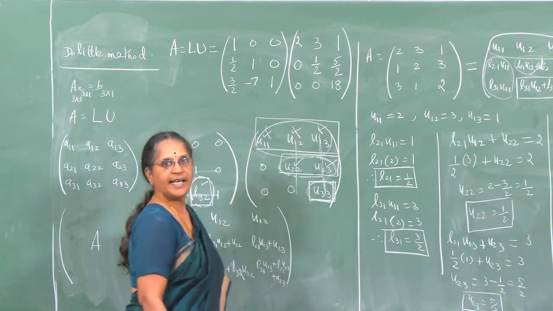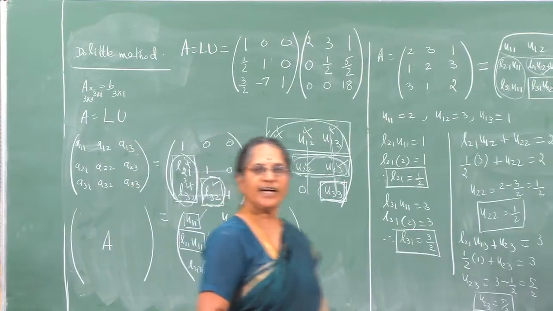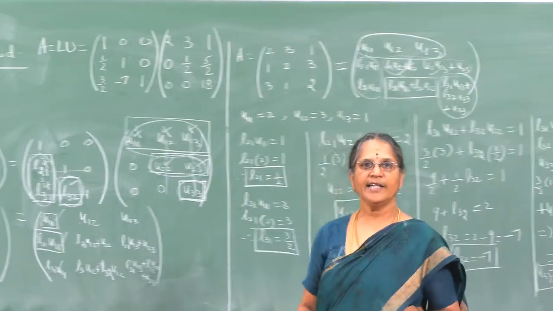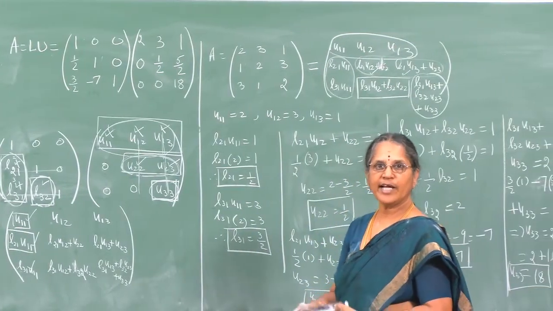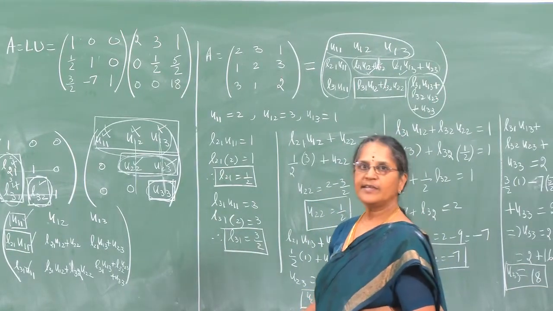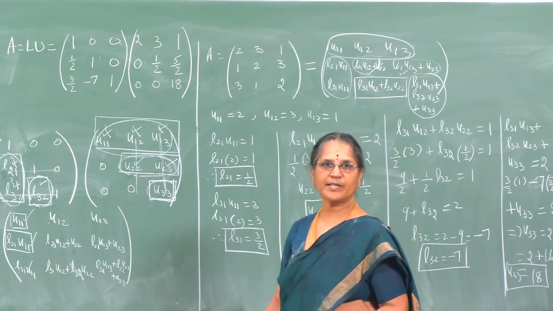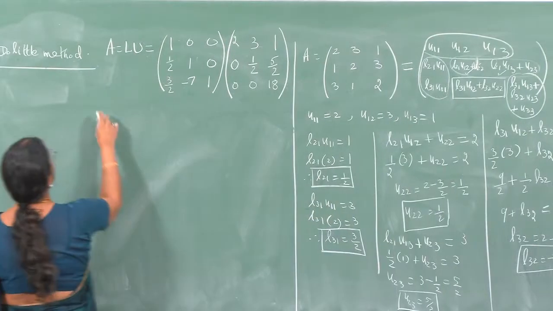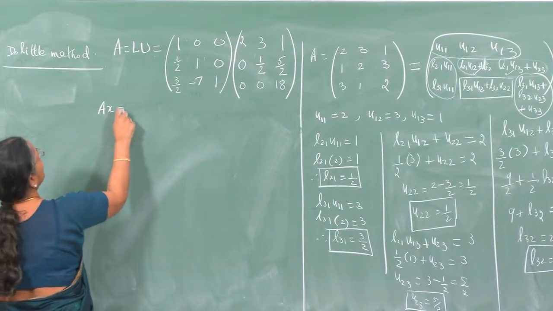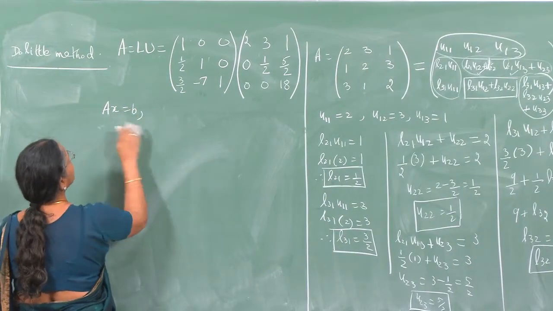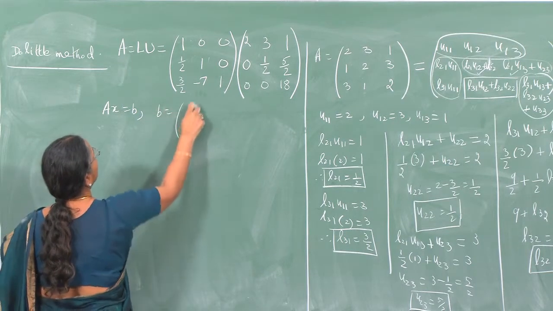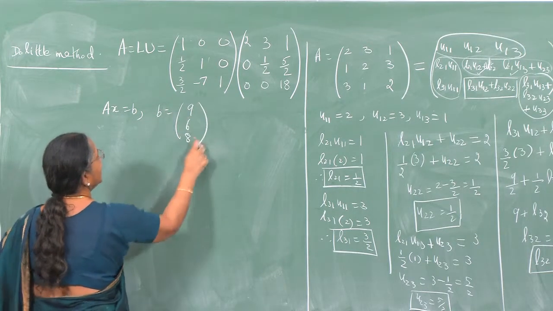Now that we have decomposed A in the form A is equal to LU, let us solve the system of equations in which A is a coefficient matrix. Suppose say we are asked to solve the system Ax is equal to B with B as 9, 6, 8.